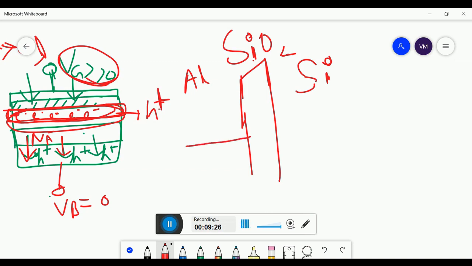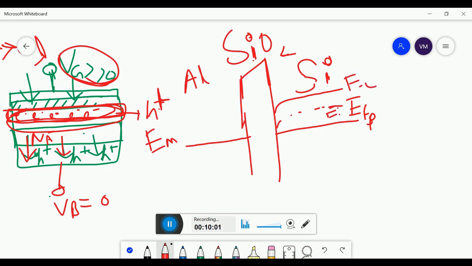Now the Fermi level of aluminum was aligned with the Fermi level of silicon. We call it like this. The Fermi level of metal is aligned with the Fermi level of p-type silicon, and the bands, the intrinsic band for example, were bent downwards. The conduction band was bent downwards. And similarly the valence band was bent downwards.